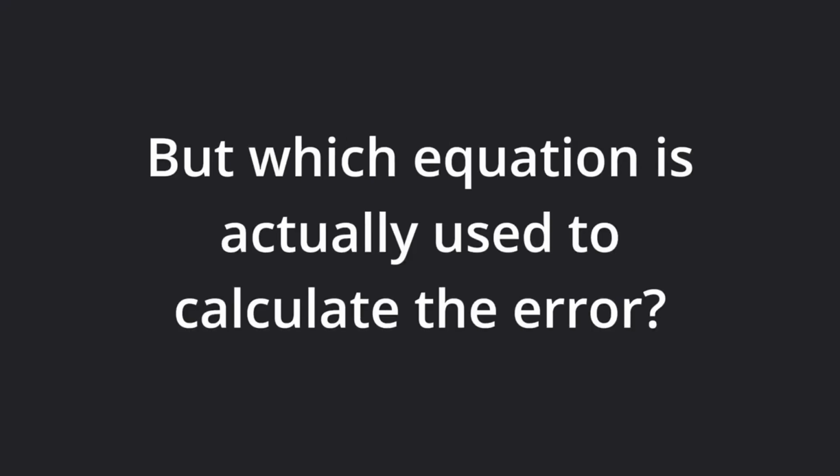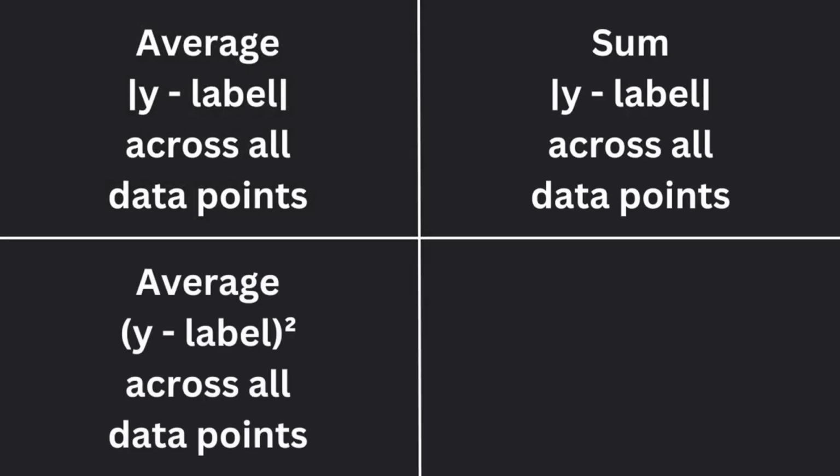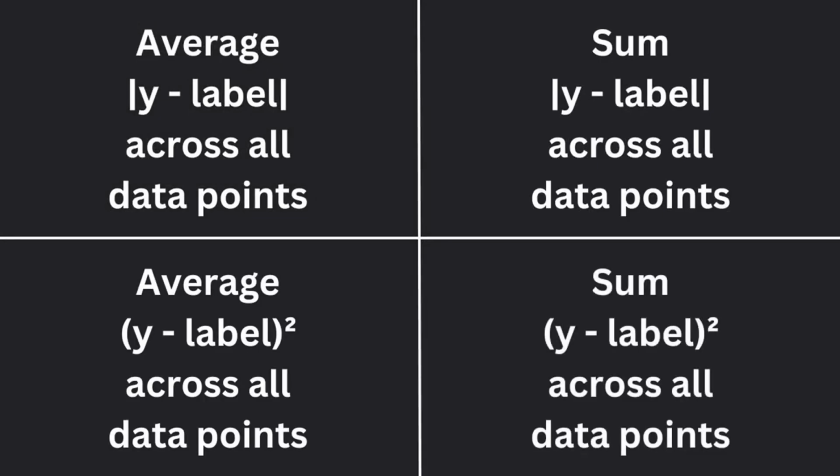But which equation is actually used to calculate the error? Do we average or sum up the errors? And do we square the errors or take the absolute value? You can pause the video here before the explanation starts.